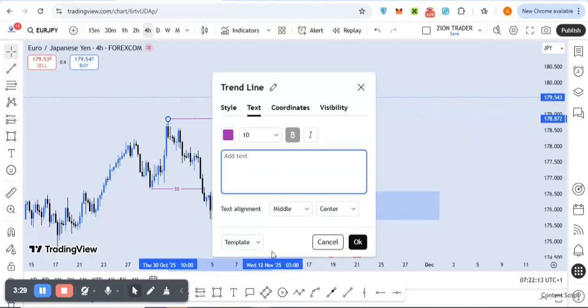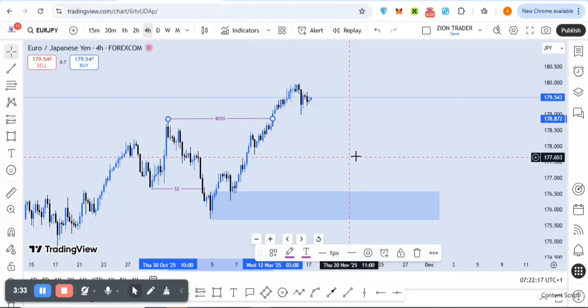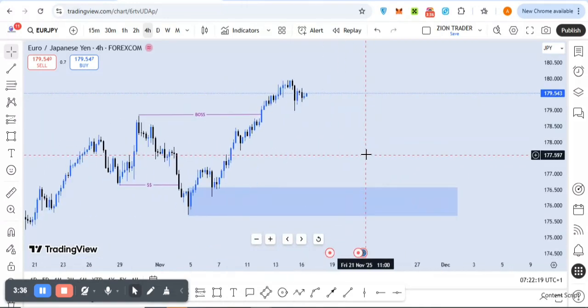So that's pretty much what I'm looking at on EURJPY today, and maybe for the rest of this month really.